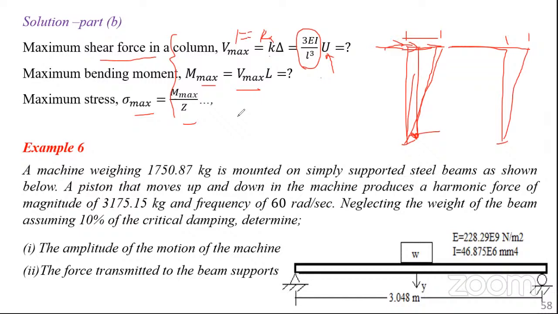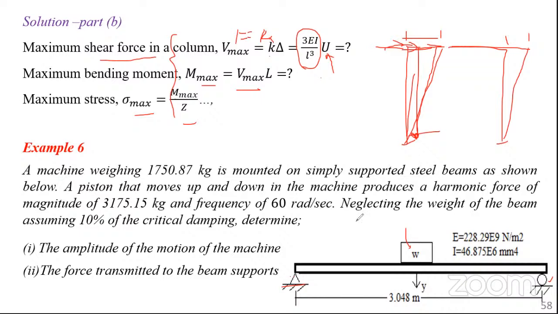So a machine is weighing 1750 kgs. So the weight is given in terms of mass. This is mounted on a simply supported steel beam as shown. And here we can see the roller support. And this is the hinge. Yeah, it's hinged.